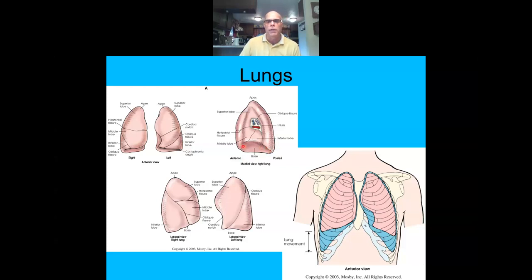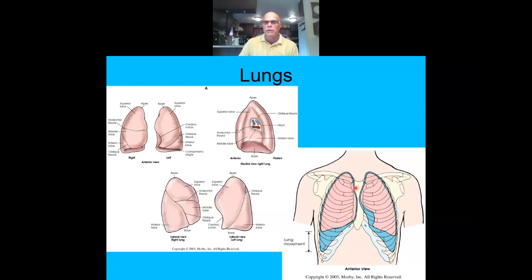So any type of fluid is going to accumulate either posteriorly in this corner or in this anterior costophrenic angle here. Here we're showing the movement of the lung during inspiration. When you do a chest x-ray and a patient does not take a good deep breath, this is what you're going to get right here.